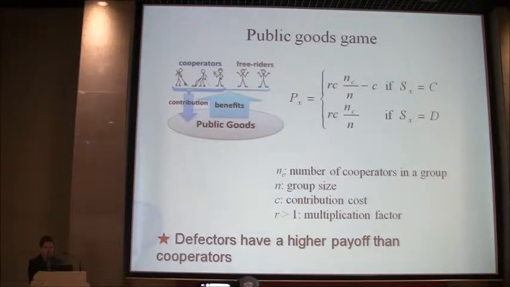In the classic public goods game, individuals engage in multiplayer interactions and decide simultaneously whether to cooperate or defect. Cooperators contribute a fixed amount to the public good, but defectors contribute nothing. Correspondingly, we can write the payoffs for defectors and cooperators in a group. We can see that defectors can have a higher payoff than cooperators.